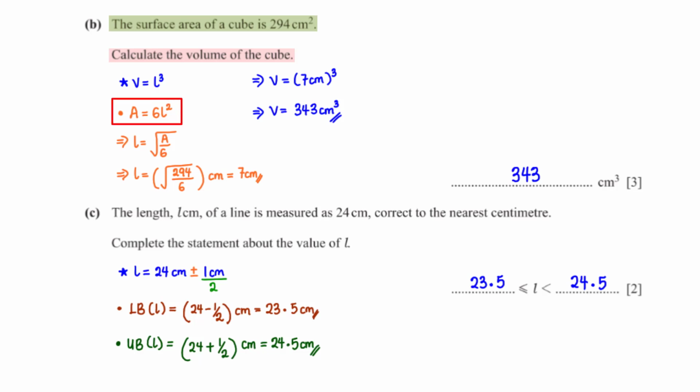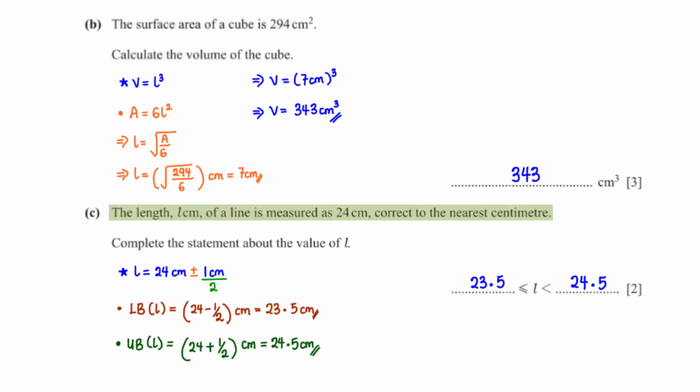We know that the surface area of a cube is 6L squared. When we make L the subject, this is what we have. We've been given the surface area of the cube to be 294 centimeters squared. This gives us L to be 7 centimeters. So now the volume of the cube is 7 centimeters all cubed, which is equal to 343 centimeters cubed.